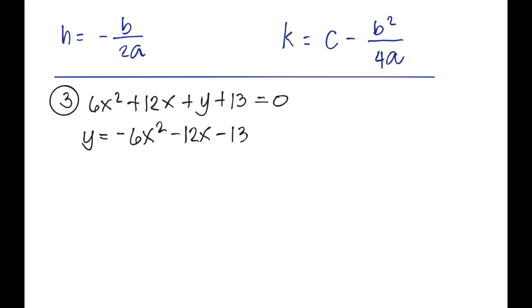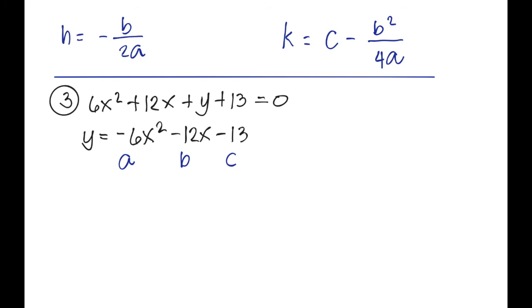So we are now down to our last example. We have 6x squared plus 12x plus y plus 13 is equal to 0. And this is not in a standard format, so we have to rewrite it as y equals negative 6x squared minus 12x minus 13. From here, we can identify our a as negative 6, our b as negative 12, and our c is negative 13.